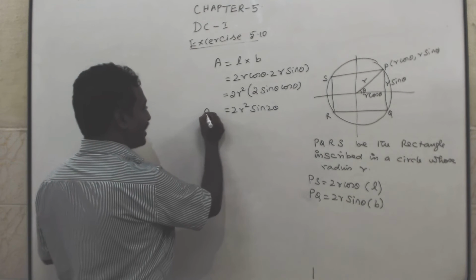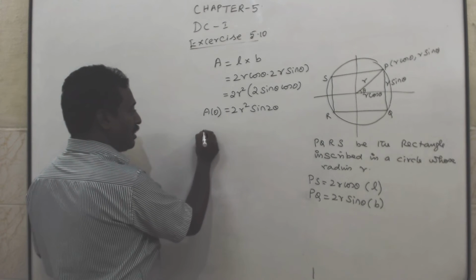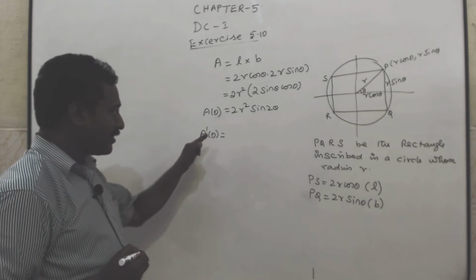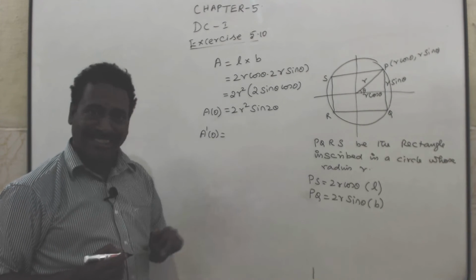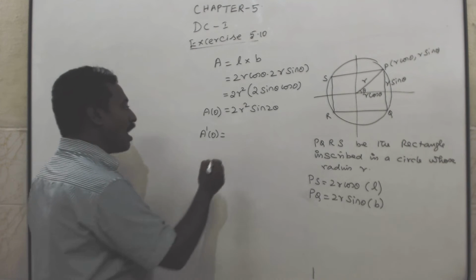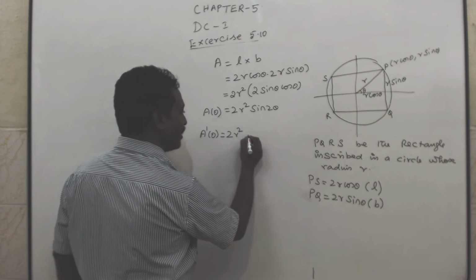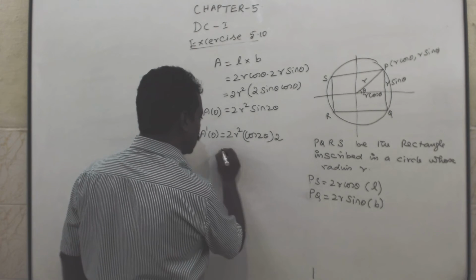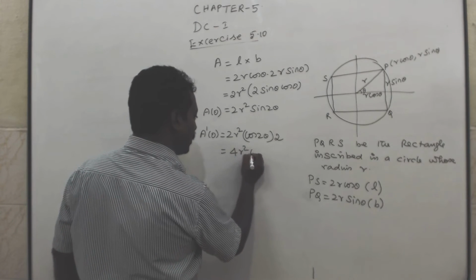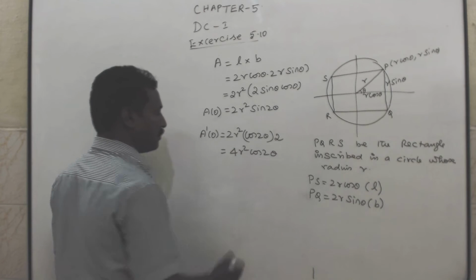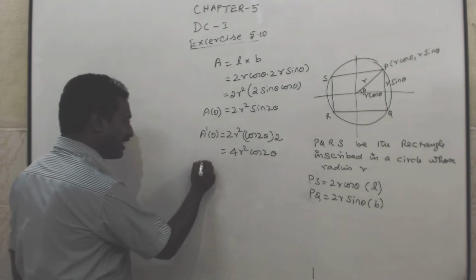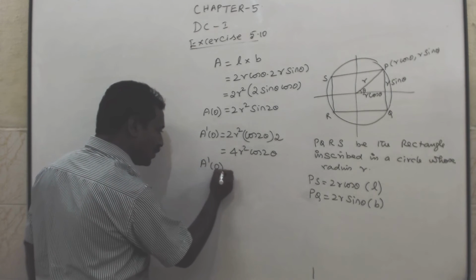Next, A dash of theta means with respect to theta, 2r square is constant. Cos 2 theta, differentiation of 2 theta is 2, so 4r square cos 2 theta. Next, what we have to do? First derivative equal to 0.